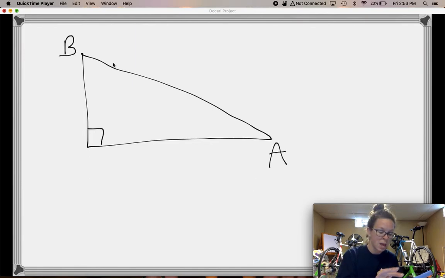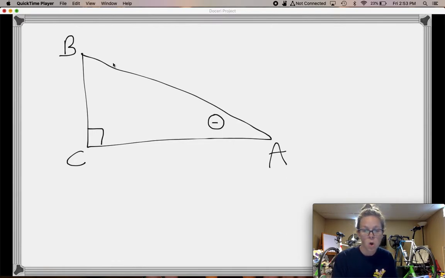I'll call them A, B, and C. We typically call the right angle C, but it doesn't have to be. It's just kind of usually we call that right angle the C angle, and the other ones are A and B. And then what we're going to do is we're going to need to choose one angle that will be our focus angle. So for this first labeling, I'm going to put it down here in the A corner.